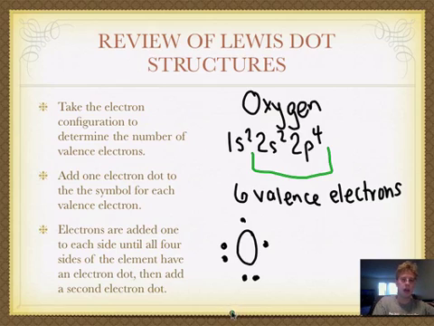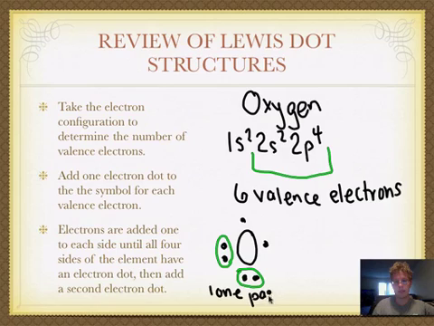I want to highlight with this here that we have these 2 pairs of electrons. These are referred to as lone pairs. Lone pairs are going to be important in the drawing of ionic compounds because they don't form ions. These electrons are going to stay with the element or the atom.